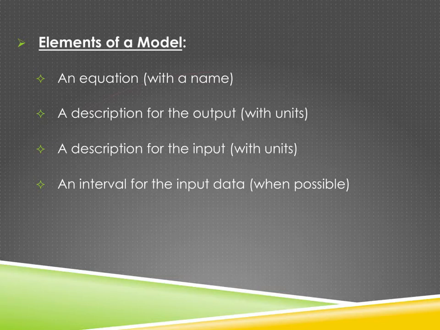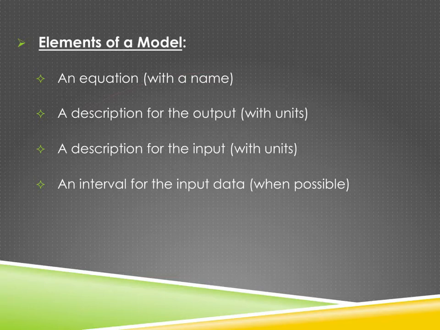There are 4 pieces to every single model that you will create. Always. If you miss one of those pieces, you miss points. You miss them on your homework, miss them on the tests. Always have these 4 pieces. First, you have an equation with a name. So you could say that's 2 pieces in one. A name, right? Like f of x equals, g of x equals, k of x equals, and an equation.